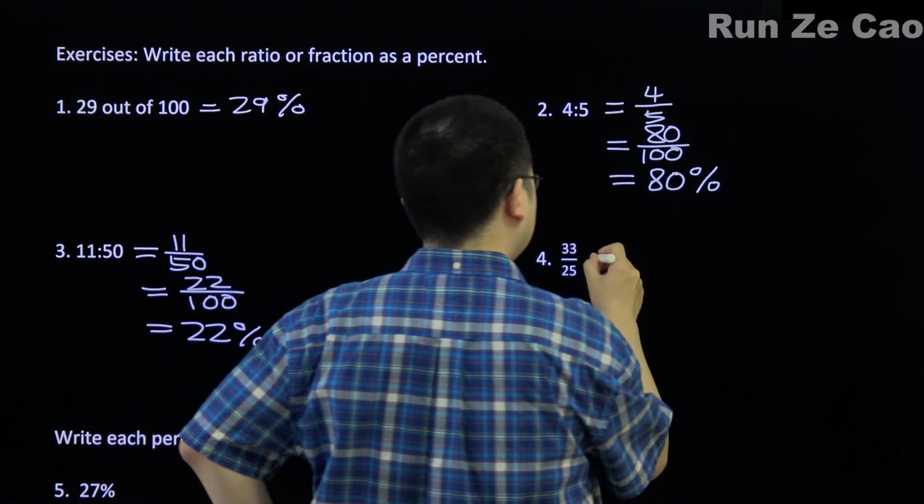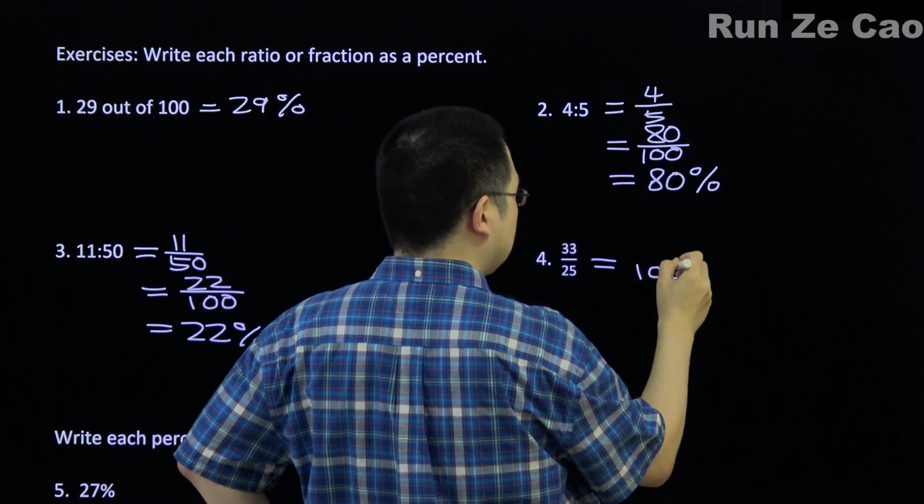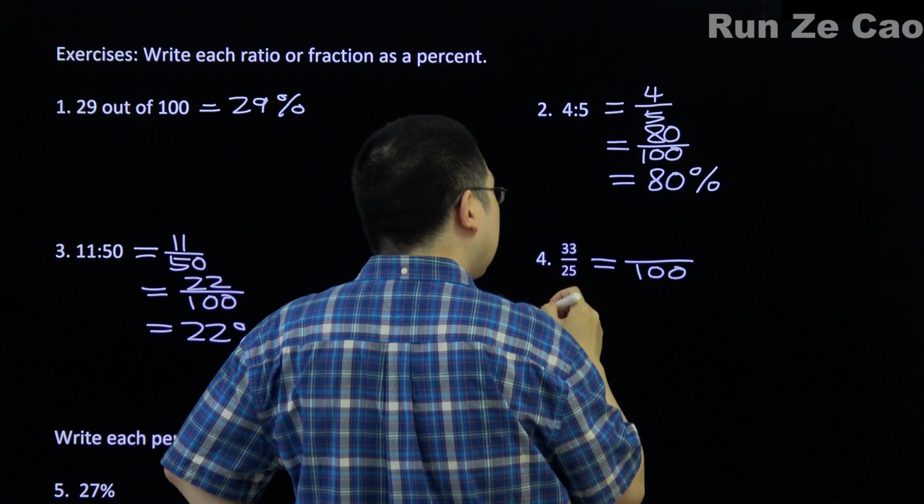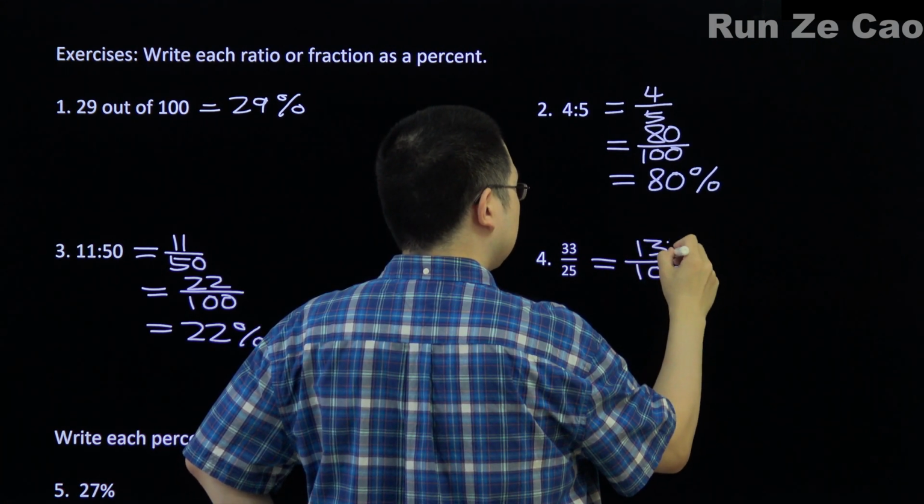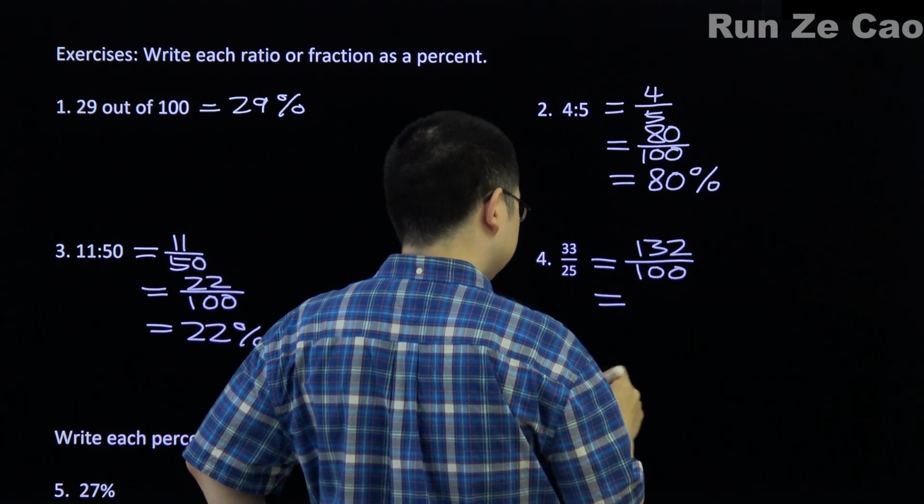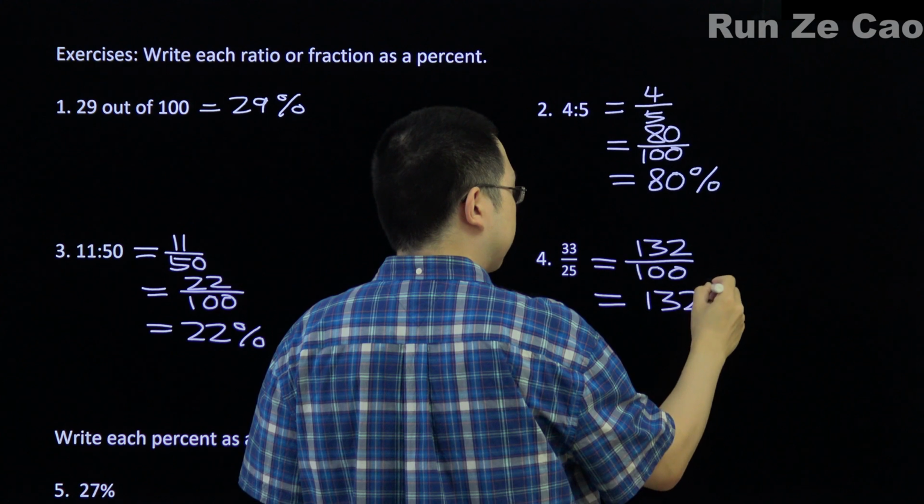33 over 25, oh hey. You multiply 25 by 4 to get 100. And then on top, 33 times 4, we get 132. So that means it's 132%.